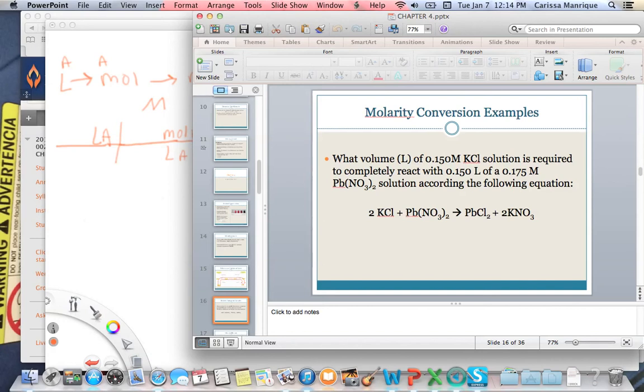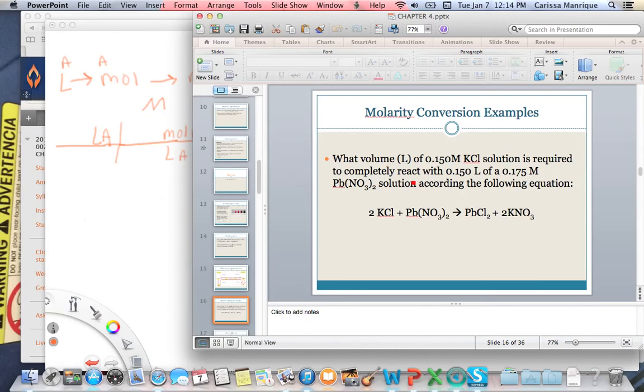Okay, so let's make sure we know where everything came from. What volume? So right away it says what volume. Anytime we're solving for volume, that's going to be our liters of B. Of a 0.15 molar KCl solution, so that's our molarity of B. So volume of B we don't know, here's our molarity of B, is required to completely react with 0.15 liters of A, because that's what we started with, and 0.175 molarity of A. So there's a lot of kind of blah blah blah in between, you know, solutions completely react with this and then do that.